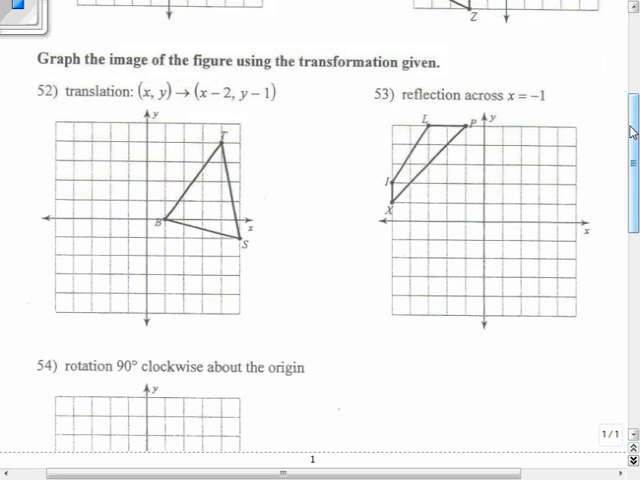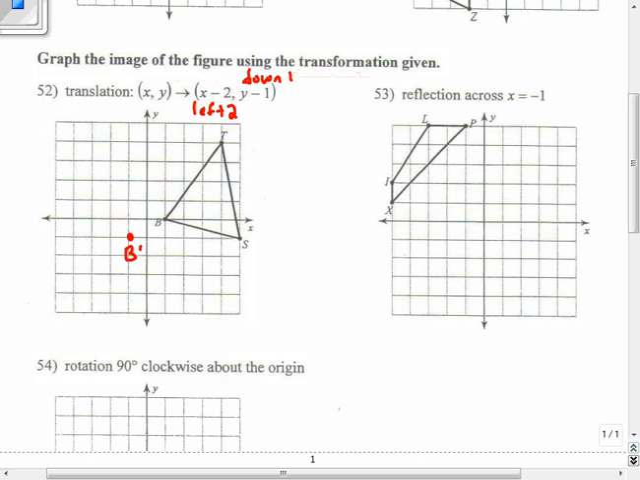Okay, for 52 and 53, we have to graph the image, and 54, of the figure using the transformation given. So for 52, it asks us to complete a translation. Tells us to subtract 2 from the x, and then subtract 1 from the y. So minus 2 on the x's. If we subtract 2 from the x, what direction are we going? Left. So you need to go left 2. If we subtract 1 from the y, what direction are we going? Down. So down 1.